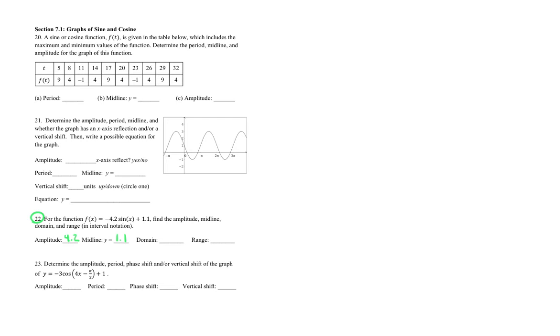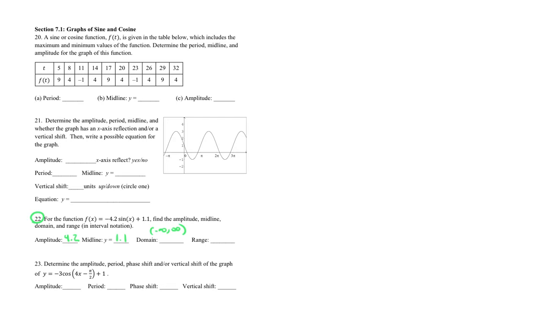Okay, and then the domain of any sine or cosine function should just be all real numbers, so negative infinity to positive infinity, and you can think about that graphically. It's never going to stop going as x approaches positive infinity or negative infinity. That graph's just going to keep on going.